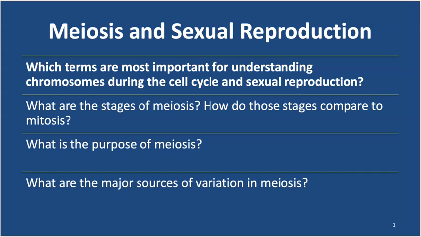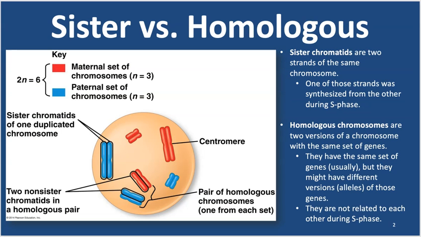Before we get into that, however, it's important for people to understand the major terms that are going to be used over and over again, really for the rest of the semester. And they'll come up again if you take the second semester of this course. So let's start with some of those terms, two of the biggest being sister versus homologous.